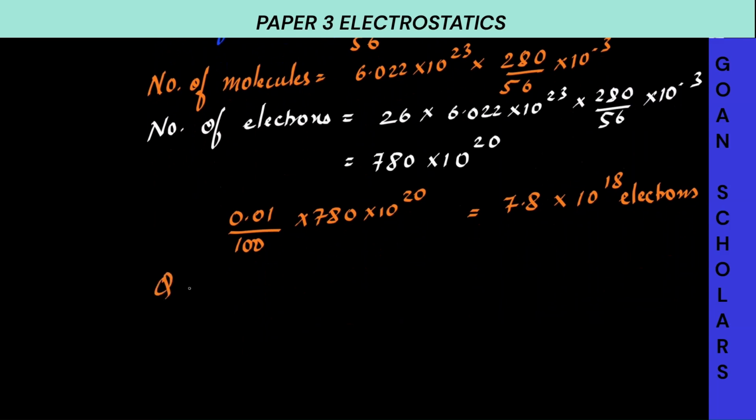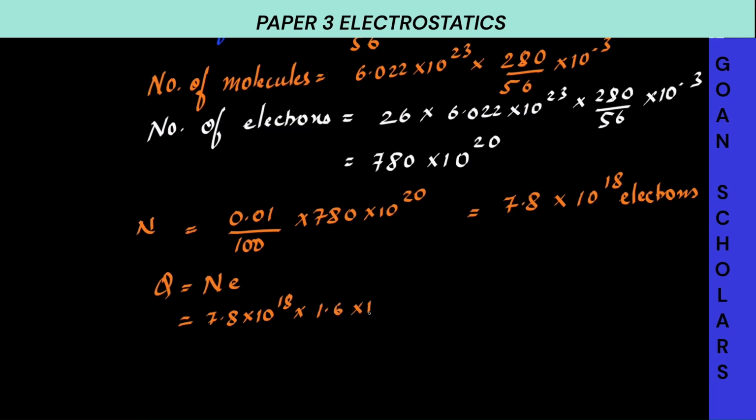So how will you calculate charge? We know the basic formula, Q equals to N e. Okay. So let me write here. This is our number of electrons which are transferred. These are electrons present in those number of moles or molecules. These are the electrons which are transferred if you read the question carefully. So this will give you Q equal to N. N is 7.8 into 10 raised to 18.